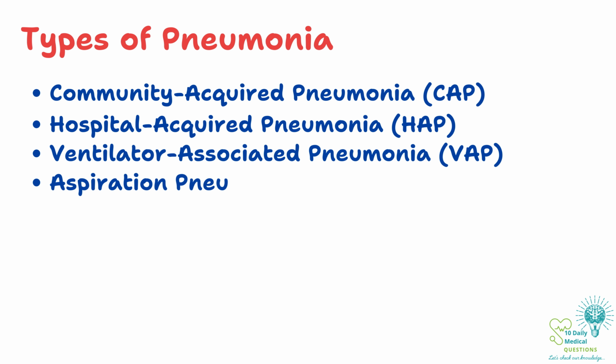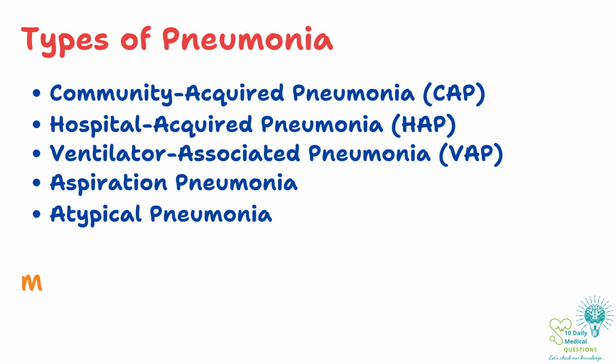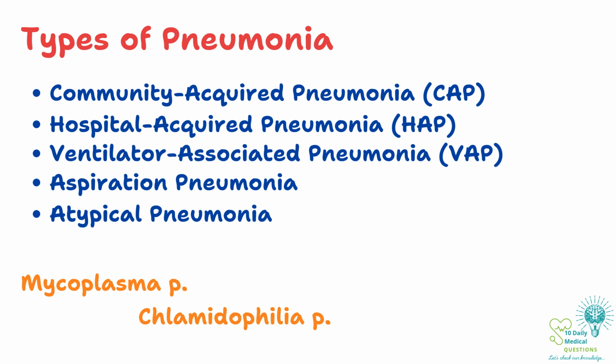Aspiration pneumonia results from inhalation of oropharyngeal secretions. Lastly, atypical pneumonia refers to infections by pathogens like Mycoplasma pneumoniae, Chlamydophila pneumoniae, or Legionella pneumophila, often presenting with less severe respiratory symptoms but more systemic involvement.